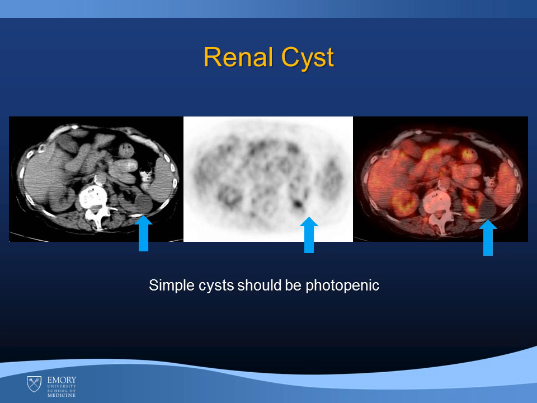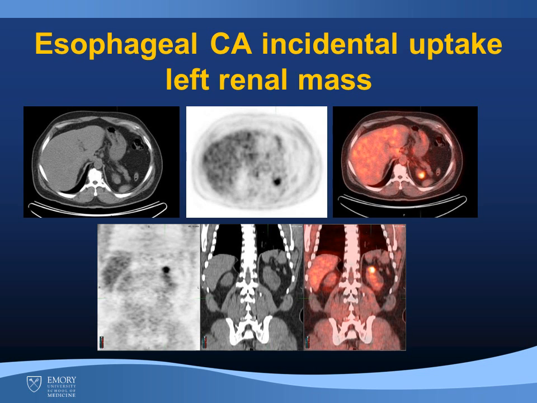Remember, a simple cyst should be photopenic, should not have any uptake at all. If you see any uptake within a renal mass, this should be further evaluated. For example, this patient with esophageal cancer had incidental uptake in a solid left renal nodule, fairly intense, and this is cancer until proven otherwise.